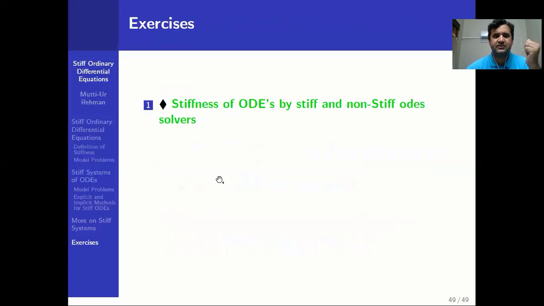So here is a little exercise. Please try to do it. Try to understand stiff ordinary differential equations with the help of stiff and non-stiff ODE solvers. I mentioned a list of the solvers. You have to apply these solvers to understand what's going on with stiff and non-stiff ordinary differential equations.